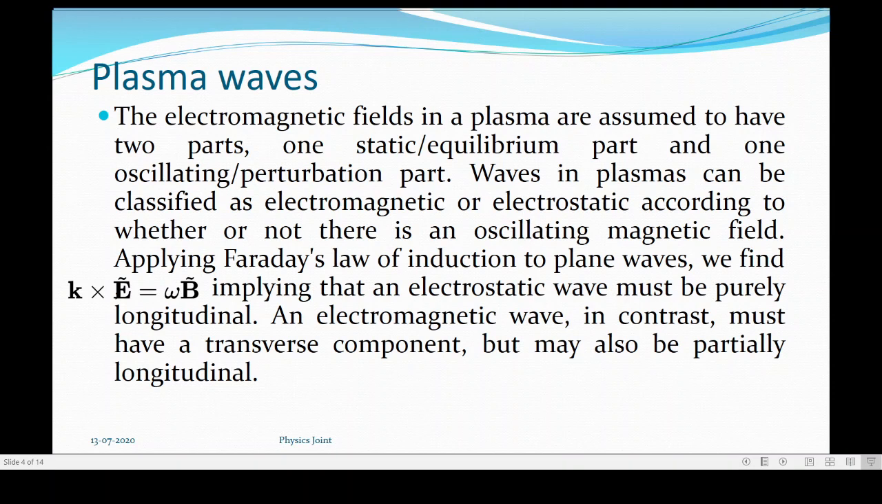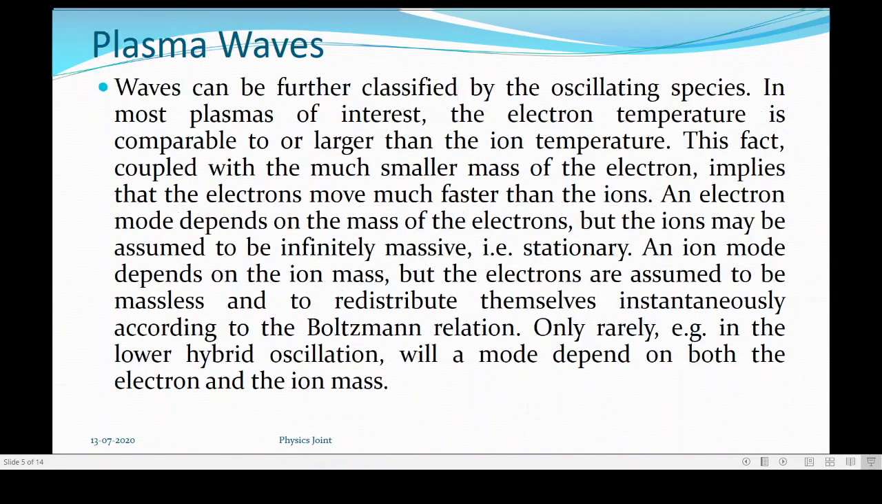So applying Faraday's law of induction to the plane waves, we find that the expression k cross E is equal to omega B, implying that an electrostatic wave must be purely longitudinal. An electromagnetic wave, in contrast, must have a transverse component, but may also be partially longitudinal. Now this is to be discussed in a later part. In plasma waves, the classification is carried out by the oscillating species.